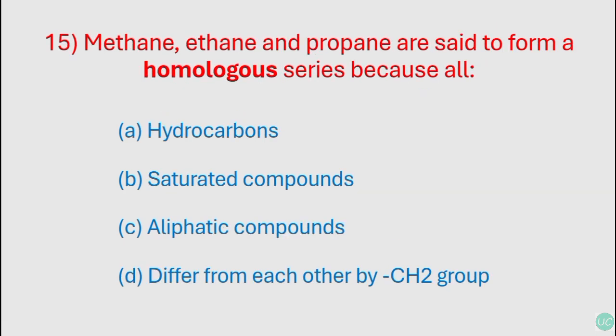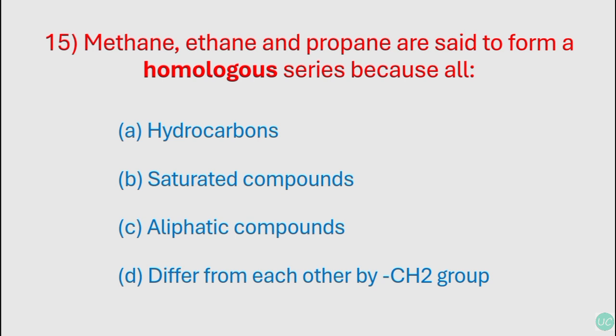Our next question is, methane, ethane and propane are said to form a homologous series because all are hydrocarbons. Now that is not the criterion to belong to a homologous series. Hydrocarbons can be ethene and propene as well. And B, saturated compounds. Homologous series can be of saturated and unsaturated compounds as well. So that doesn't define a homologous series.